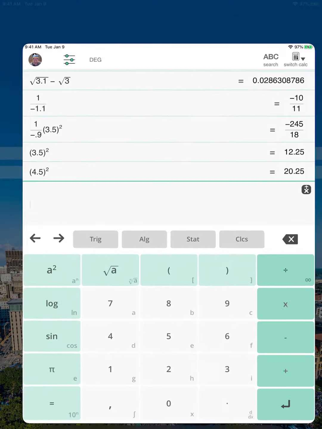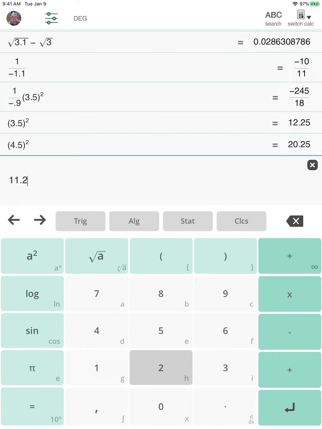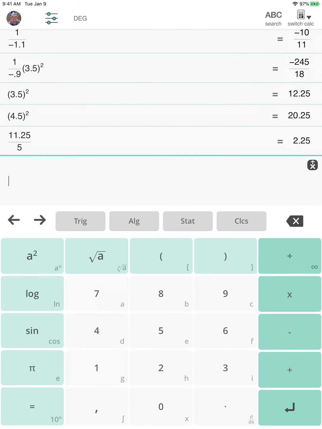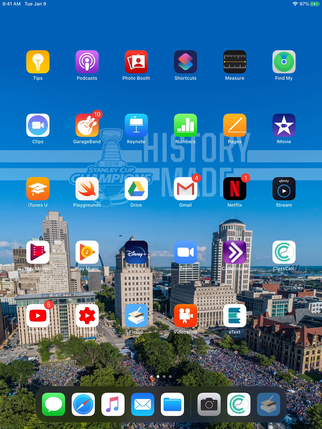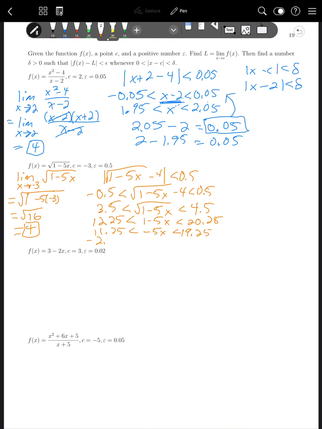So I'm going to do that with the calculator. 11.25 divided by 5 is 2.25, so it'll be negative 2.25, and 19.25 divided by 5 is 3.85. So negative 2.25, and whenever you divide by a negative, you have to flip the inequalities, right? So this will be negative 2.25 is less than x, which is less than negative 3.85.